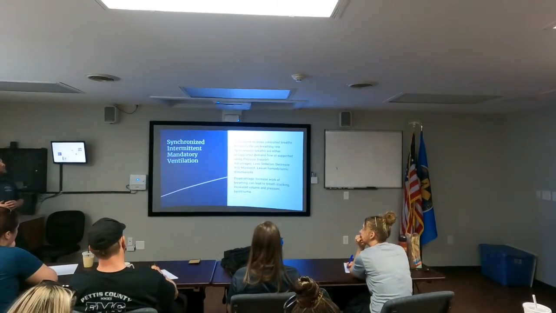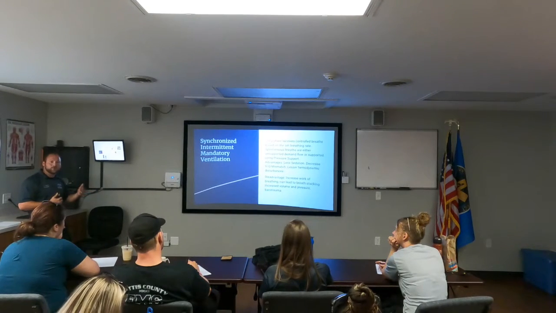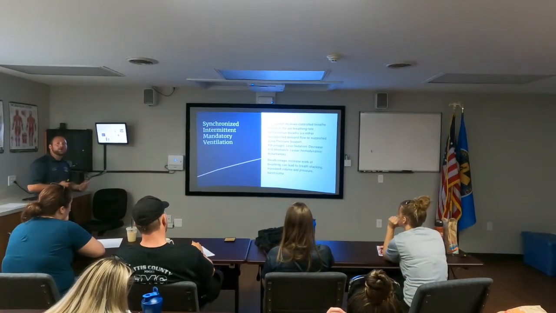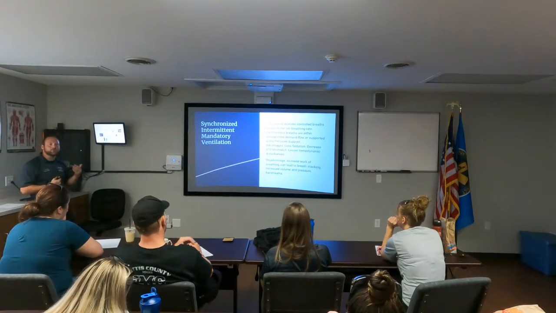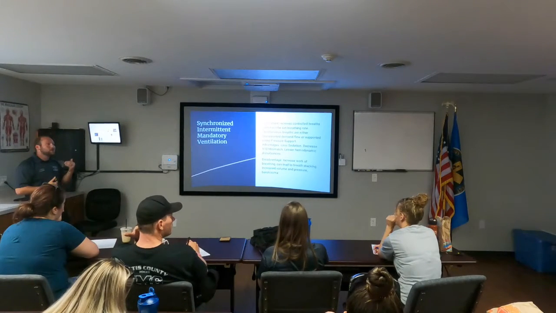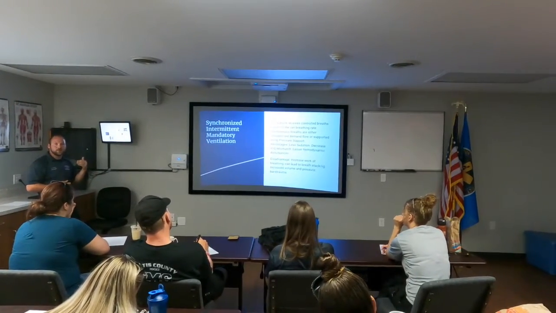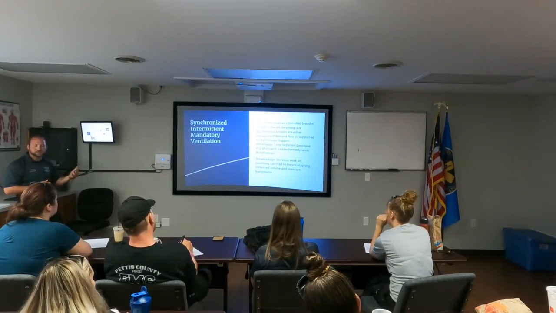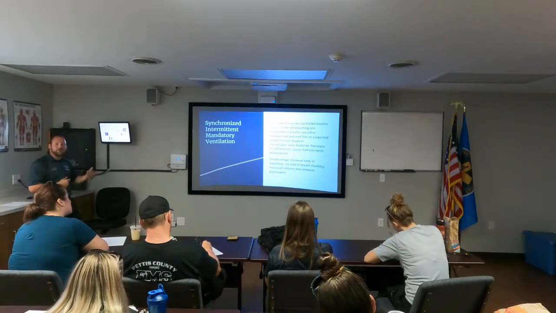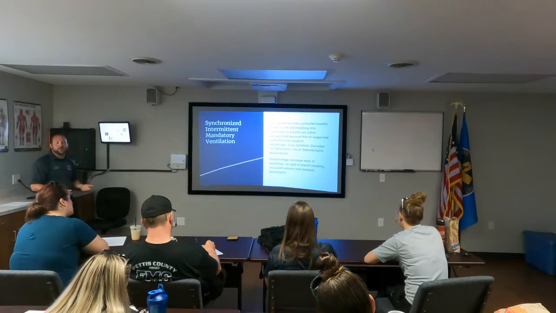Synchronized intermittent mandatory ventilation. Biggest thing about this one is that it will give your set volume or pressure in intervals like AC mode, but this allows the patient to breathe at their own spontaneous rate without any issues. Again, if you have a set volume of 500 for a respiratory rate of 12, so 1 every 5 seconds, it will give that first breath. If it does not recognize a breath within 5 seconds, it's going to give its next breath for that 500.